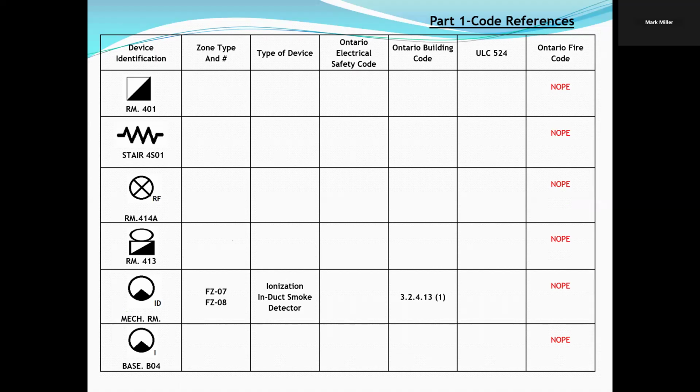Here's another little hinty hint for you. Right? In the mechanical room, we've got 2 of those symbols. That's an ionization type duct smoke detector. There's 2 of them, of course, Fire Zone 7 and Fire Zone 8. And they are ionization in duct smoke detectors. And we have to have them because of 3.2.4.13 sub-rule 1, which says that an air handling unit that serves more than one floor has to have duct smoke detection. Right? And this air handling unit serves more than one floor. So there we go.